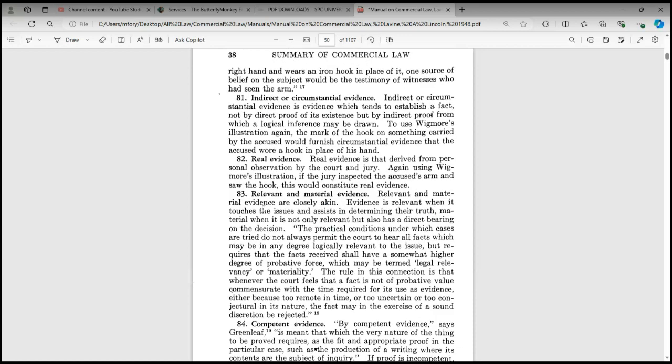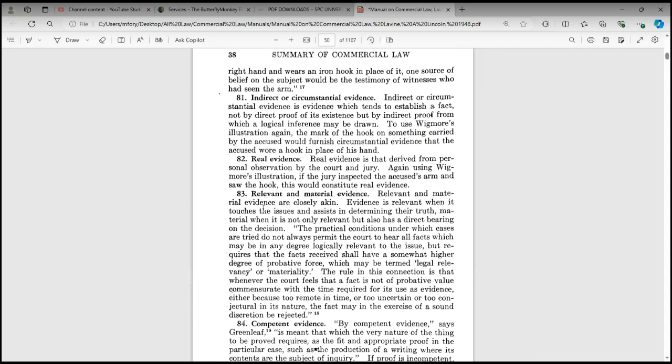Indirect or circumstantial evidence. Indirect or circumstantial evidence is evidence which tends to establish a fact, not by direct proof of its existence, but by indirect proof from which a logical inference may be drawn. To use Wigmore's illustration again, the mark of the hook on something carried by the accused would furnish circumstantial evidence that the accused wore a hook in place of a hand.